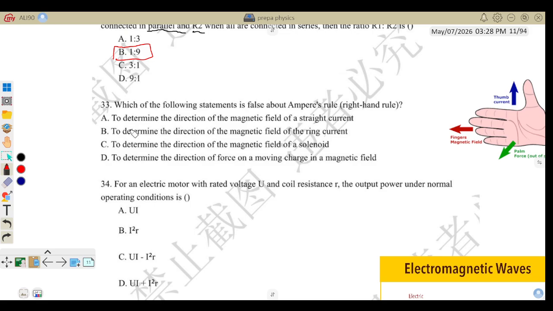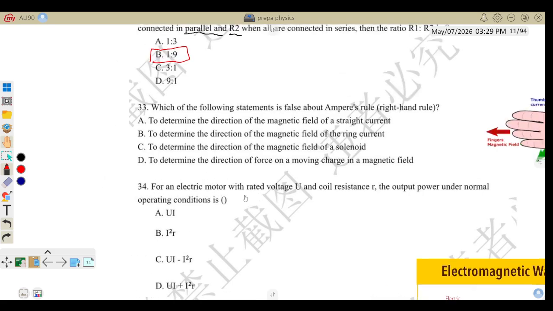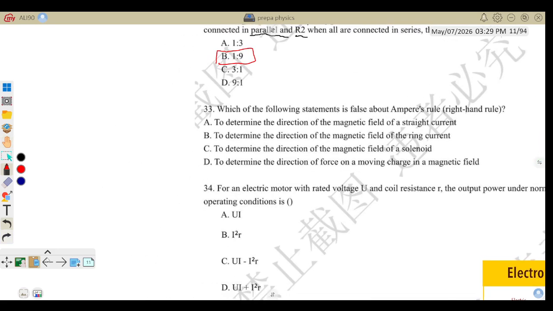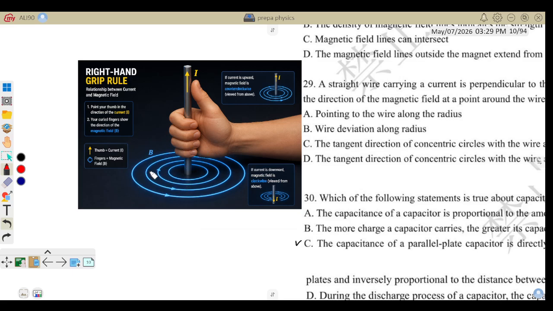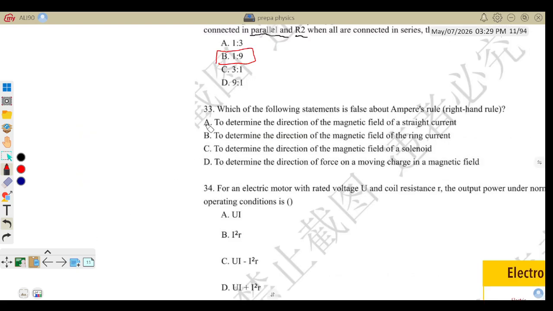Here we have A is correct. To determine the direction of the magnetic field of a straight current, that's correct, because as we said in the previous video or in the previous image here, we can determine the direction of the magnetic field by applying the right-hand rule. So A is correct.